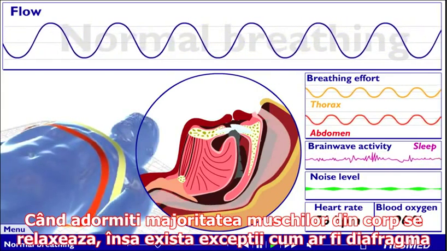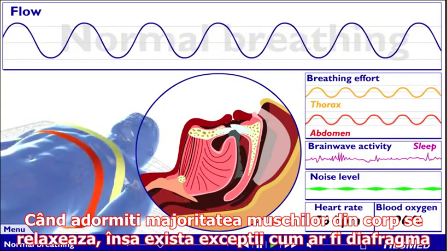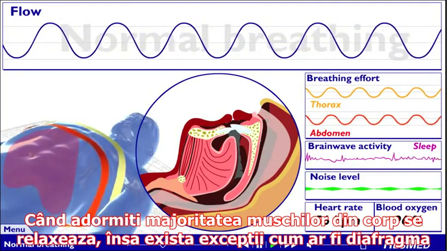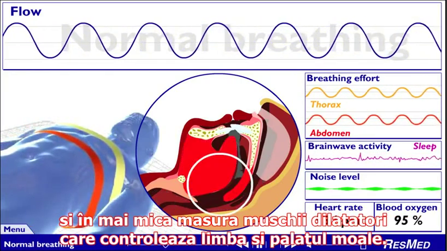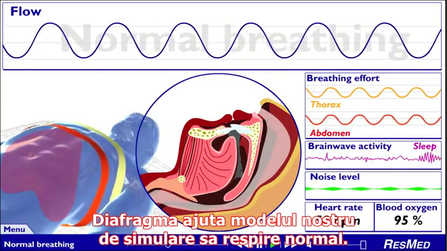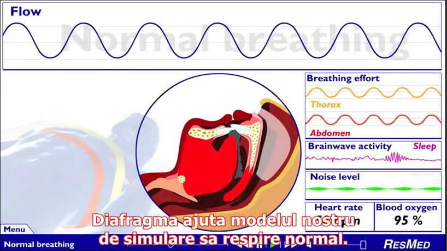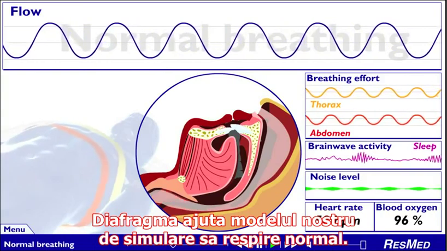When you drift off to sleep, most of the muscles in your body relax. However, there are exceptions, such as the diaphragm and, to a lesser extent, the dilator muscles, which control the tongue and soft palate. The diaphragm is assisting our simulated model to breathe normally. The dilator muscles, too, are at work, holding the upper airway fully open.